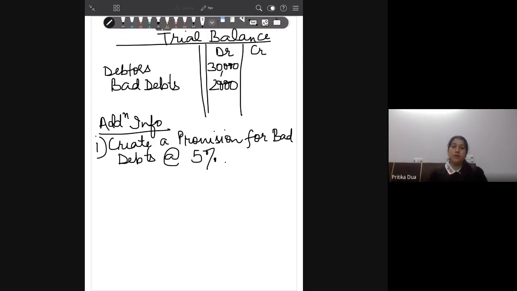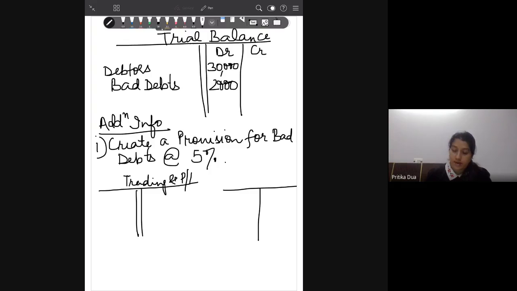Okay, so first I am taking the simplest of the cases for provision for bad and doubtful debts. So you see in the trial balance you are given the value of debtors and bad debts, and then you have been asked to create a provision for bad and doubtful debts. So let's see what will be the treatment in the Trading and P&L account. So basically, P&L account में क्या treatment होती है? और फिर आप बैलेंस शीट में इसको कैसे ट्रीट करते हो.